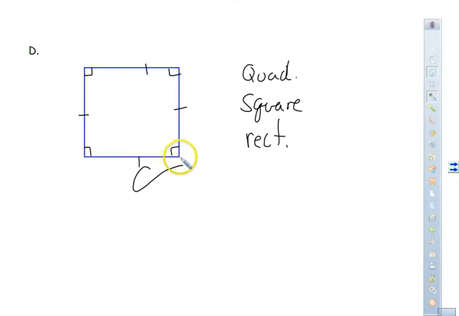Can we call this a rhombus? A rhombus, again, is saying that it has four congruent sides. So yes, a rhombus. And are the opposite sides congruent and are they parallel? They are, so we can call it a parallelogram. I think that's all you can say.